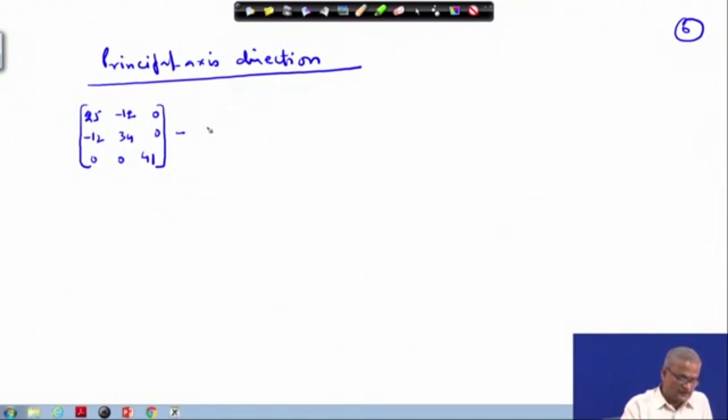Minus lambda. So, pick up the value, let us say you are picking up the 41. Okay. So, 41 minus lambda times I, the unit matrix here.